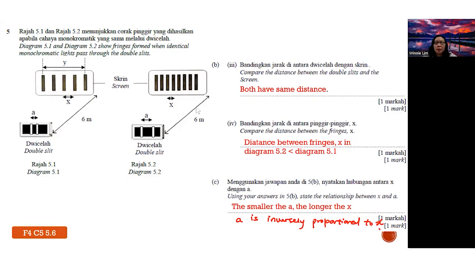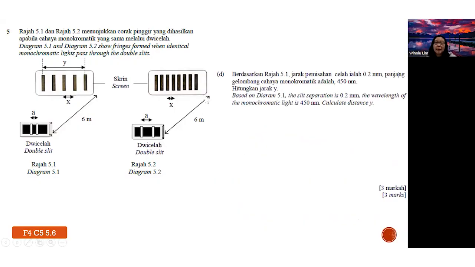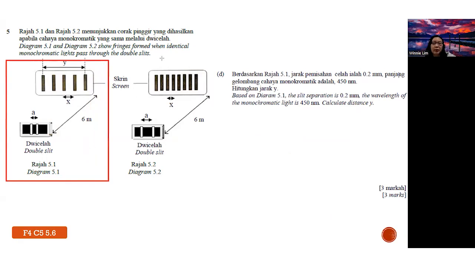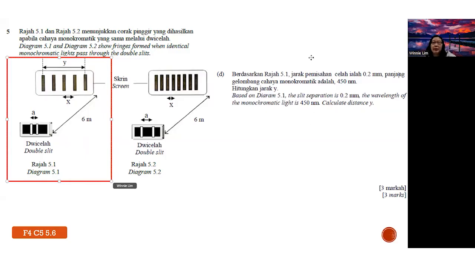Then we move on to the calculation part. Based on diagram 5.1, so you don't look at 5.2. Always read the questions carefully. Don't do questions without reading carefully, then you may simply choose one of the diagrams and finally make a mistake. They say the slit separation A is 0.2 mm. And then they also tell you the wavelength is 450 nanometers. They want you to calculate Y.